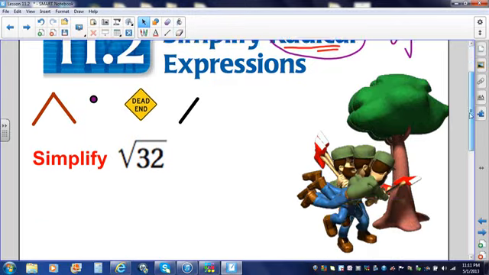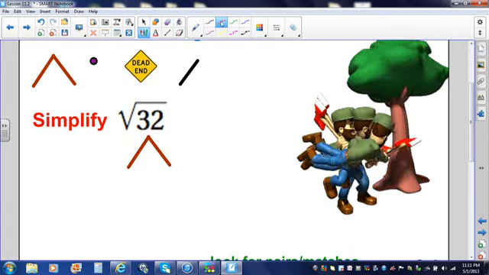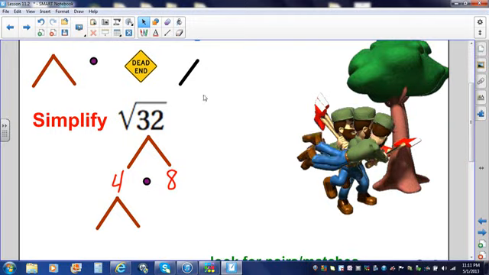All right, here we go. We are going to simplify the radical, the square root of 32. And just like this guy is chopping down a tree, you are going to chop this number down into little pieces. So, what numbers can we multiply together to make 32? Well, we could do 4 times 8. Now, what numbers can I multiply together to make 4? To make 4, I can do 2 times 2.